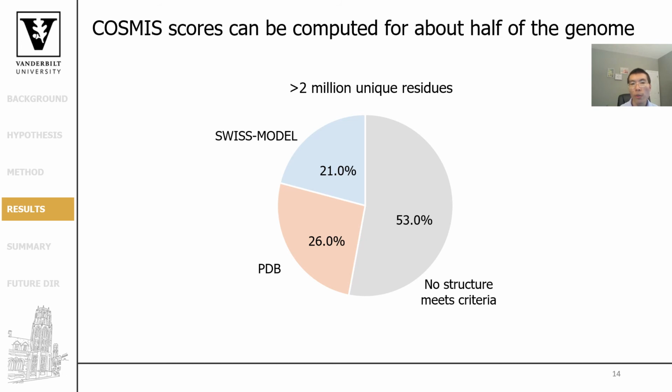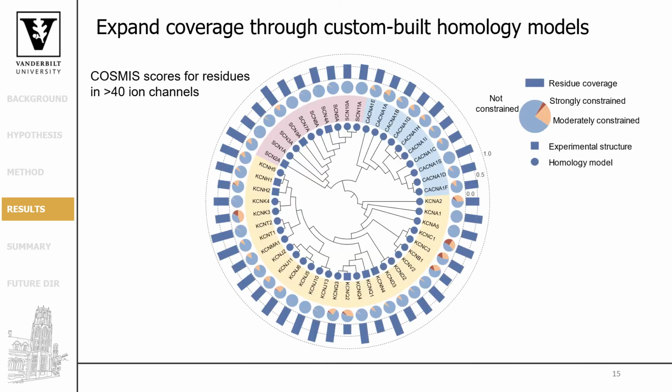Swiss Model Repository. And the framework is certainly not limited by the existing structures and models in the Protein Data Bank and Swiss Model Repository. It is actually straightforward to expand the coverage of the framework using custom-built homology models. For example, we built homology models and computed COSMIS scores for over 40 ion channels for which no structures or models existed in the Protein Data Bank or Swiss Model Repository.